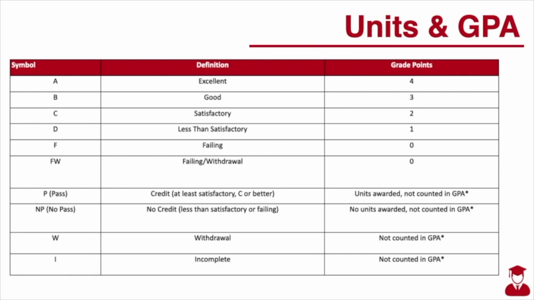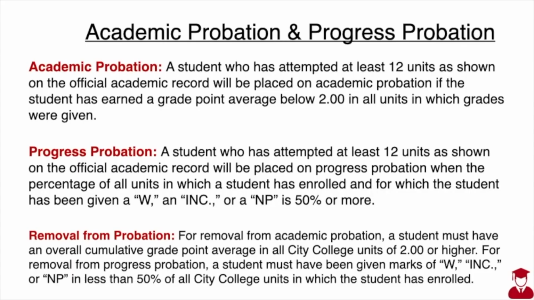Now, it's important that you remember you must maintain a C average in order to get your degree and/or transfer. If not, you will be placed on academic probation or possibly progress probation. Academic probation is when a student has attempted at least 12 units as shown on the official academic record. They will be placed on academic probation if the student has earned a grade point average below 2.0 in all units in which grades were given.